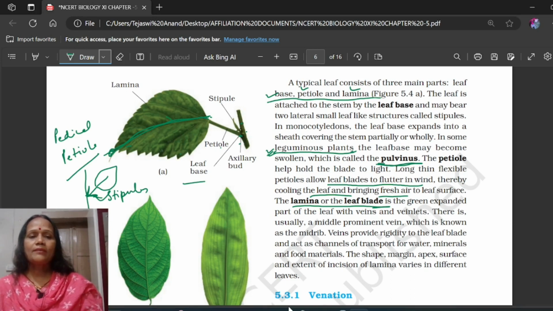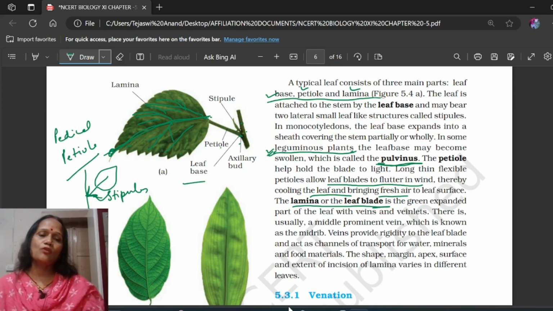And from the midrib, you can see vein-like structures arising. These veins are forming a net-like structure. So they are called what? They are called reticulate venation.